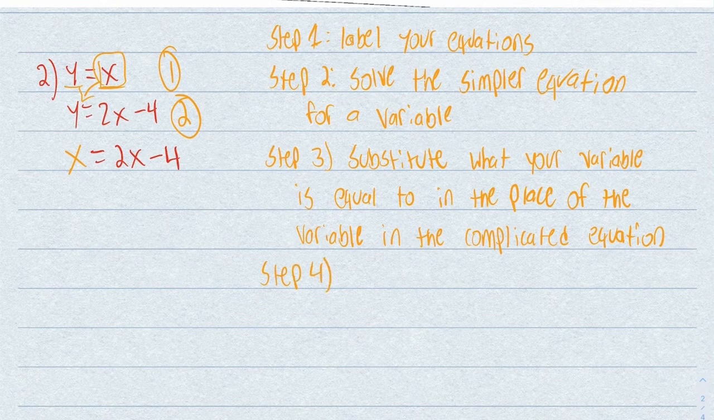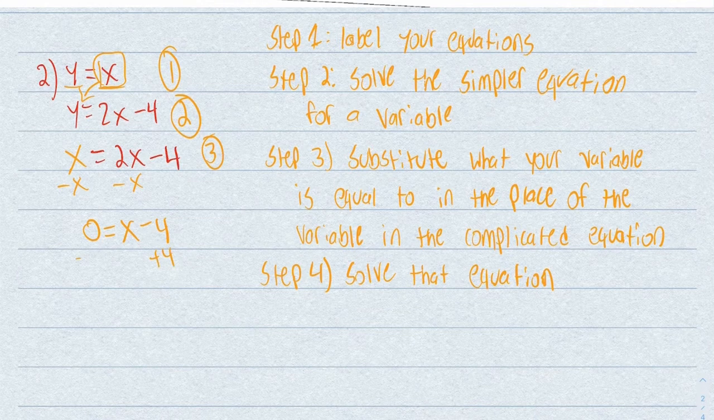Step 4 is going to be solve this equation, which only has one variable now, for that variable. And that's going to be equation number 3. So let's do that by getting the x's on the same side. Let me subtract this x. And that's going to make x equals 0. And then we have a minus 4 on the right. Now let's add the 4 to the left so that we have 4 equals x. We solved for x. There's more though.